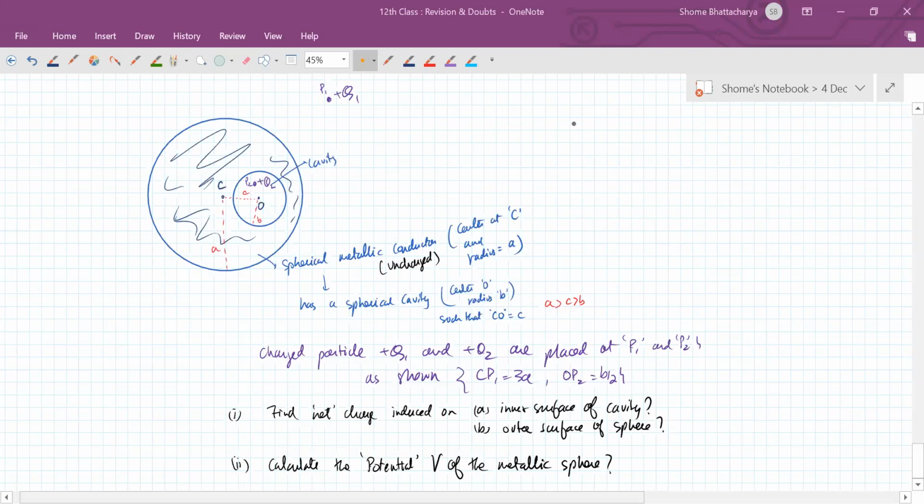Okay, so just try out this question very calmly. You have to use the concept of superposition over here. Very carefully, you have to understand how the superposition of events will result in the net distribution of charge.